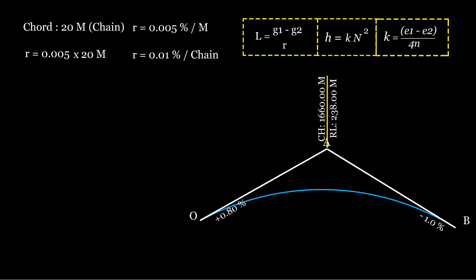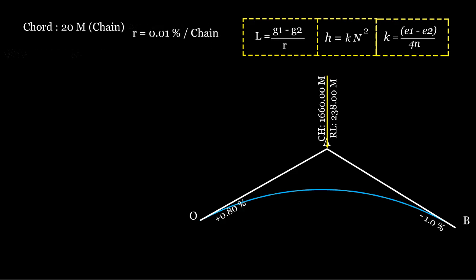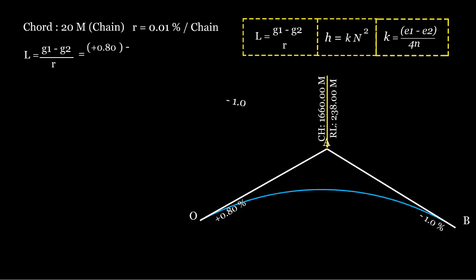Step 1. Calculate the total length of the curve. We already know the formula for the length L of the curve is L equals G1 minus G2 divided by r, where G1 equals plus 0.8%, G2 equals minus 1%, and the rate of change of grade per chain equals 0.1%. Thus, the length of the curve L equals 1.80 divided by 0.1, which equals 18 chains.